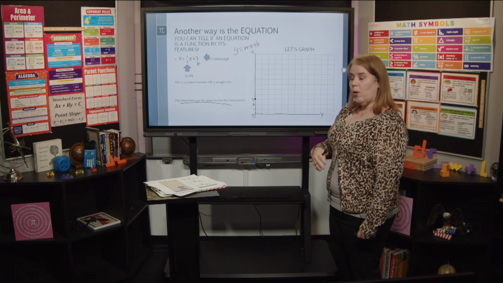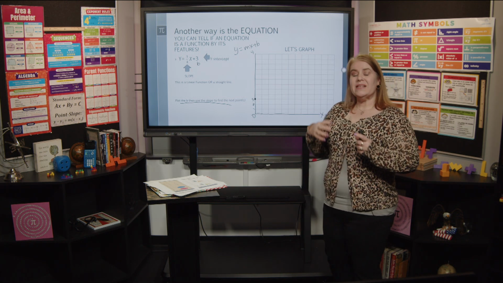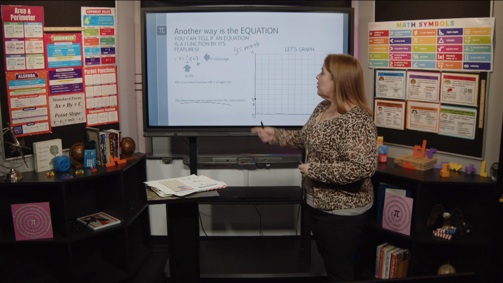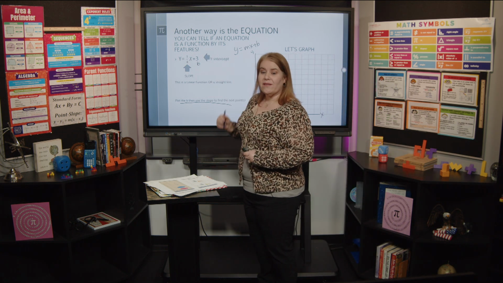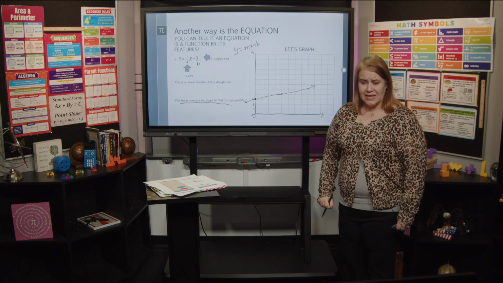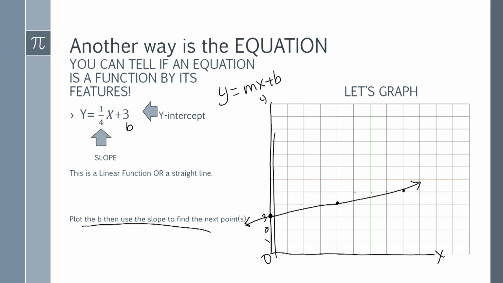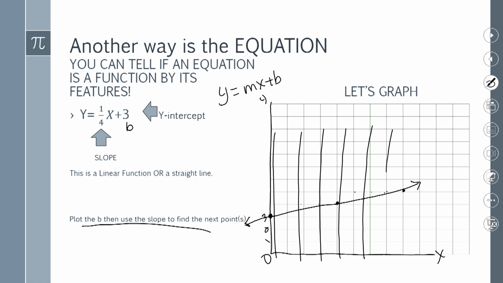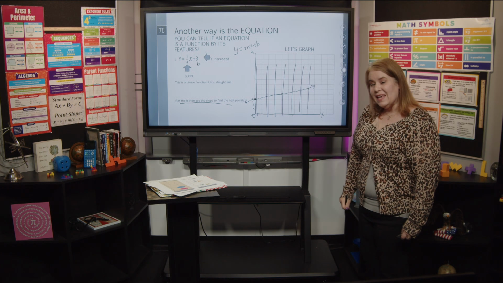So how do I get other points? I'm going to use my slope. Remember, my slope is rise over run. I'm going to rise 1 and run 4. Ms. Killen, what's that look like? Let me show you. I'm going to rise 1 and run 4. 1, 2, 3, 4. Here's my next point. To get another point, I'm going to do the same thing. Rise 1, then 1, 2, 3, 4. Here is my linear function or my straight line. Well, Ms. Killen, are we sure it's a function? Let's check. My vertical line test is only touching the graph one time, so it is a function.